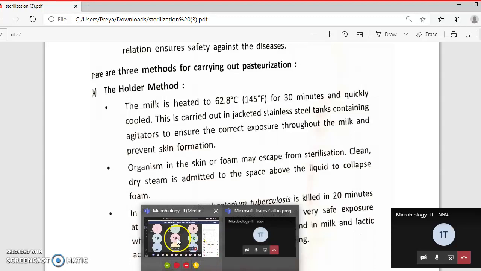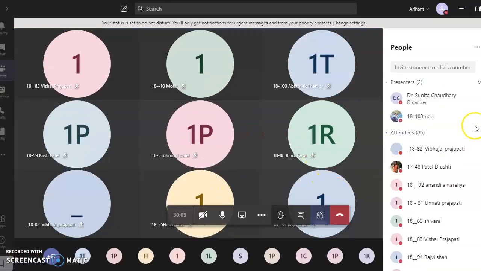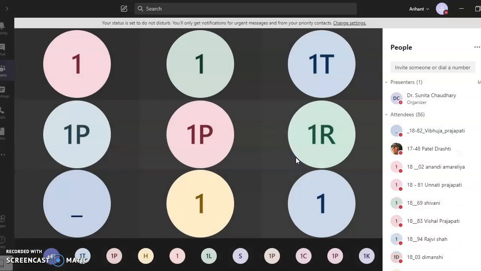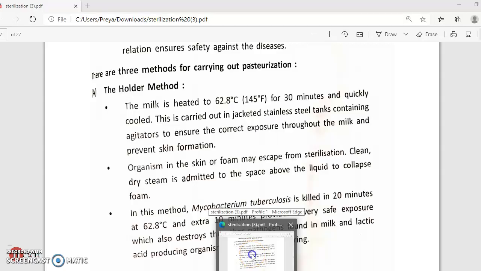Is this clear? Holder method, any doubt in the Holder method? Hello? Hello? Speak up. Are you sleeping or what are you doing?